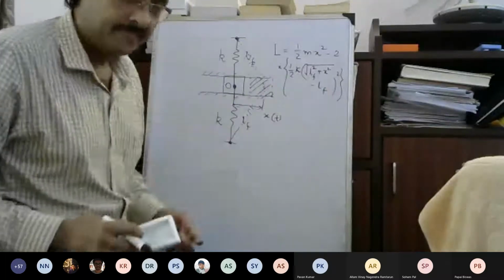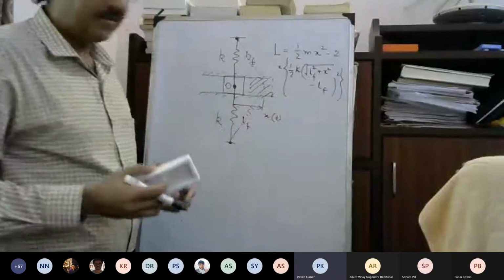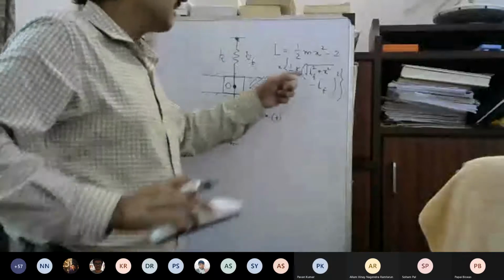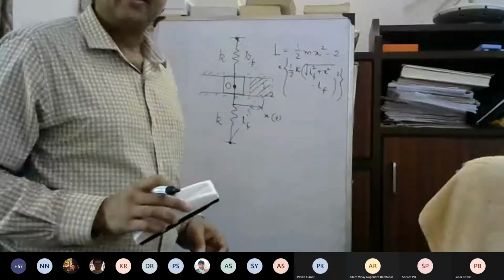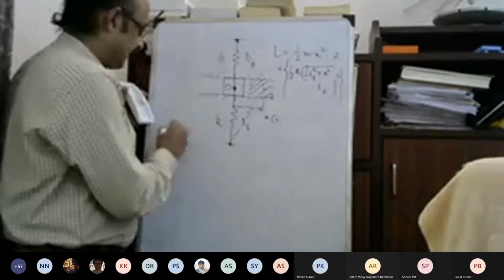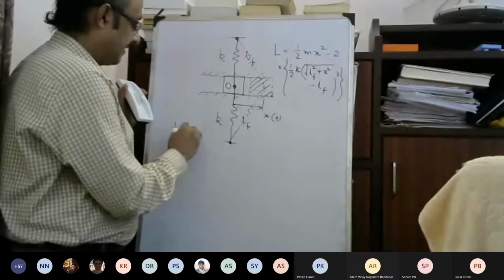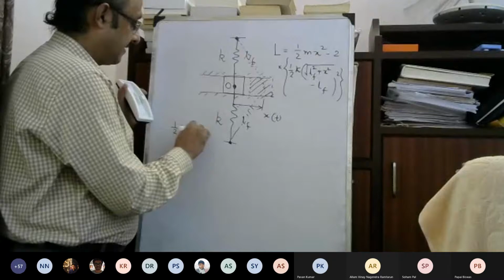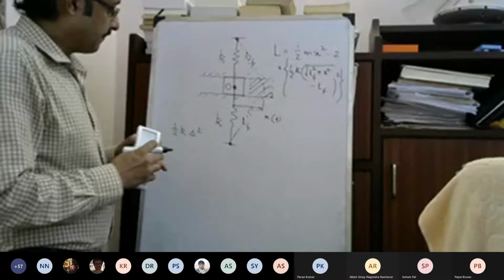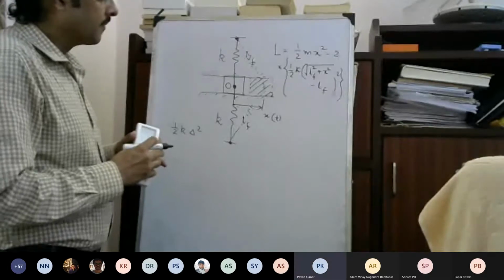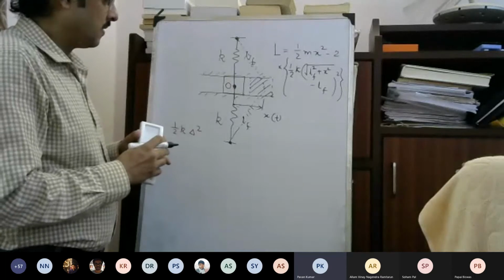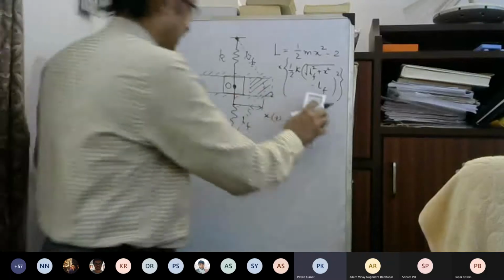Sir, isn't it like we subtract the final and initial potential energy of the spring? It will not. Potential energy is like this. It's not final and initial potential energy. Potential energy is half K delta square, where delta is from the initial configuration. No, sir, if we integrate F dx between initial and final, then it will be half k x square, so half k initial square minus final square.